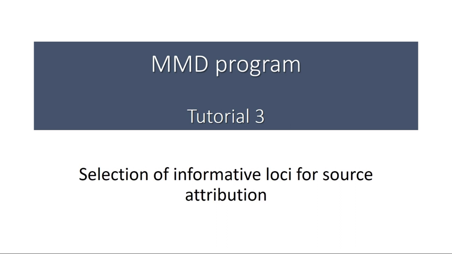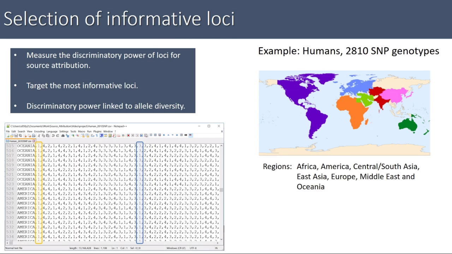This video tutorial shows the use of the MMD program to select informative loci for source attribution. The aim of selecting informative loci is to obtain source attribution of good quality by using as few loci as possible. In order to do that, the MMD program uses concepts from information theory to provide several measures for the discriminatory power of loci.